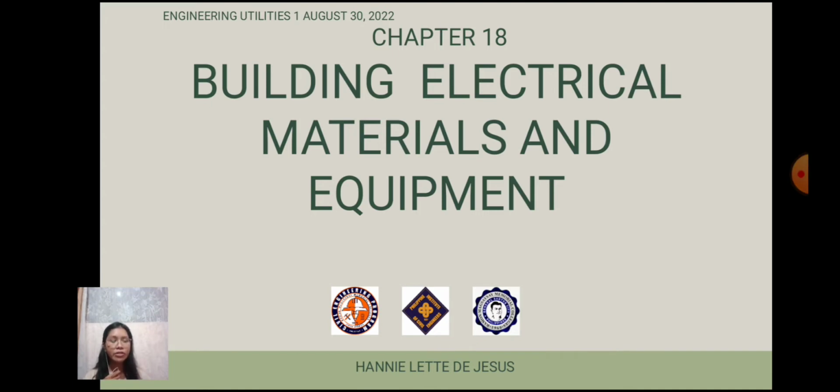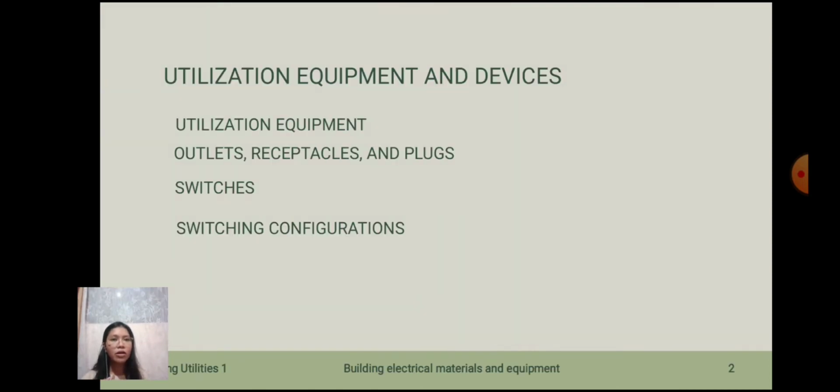Today we're going to discuss the utilization equipment and devices, which is under Chapter 18, the Building Electrical Materials and Equipment. So, we will be talking about the materials here and even facilities to produce and generate power, and also the devices that will transmit for the utilization of the electrical system. So we will also be talking about the utilization equipment, the outlets, receptacles and plugs, the switches, and the switching configurations.